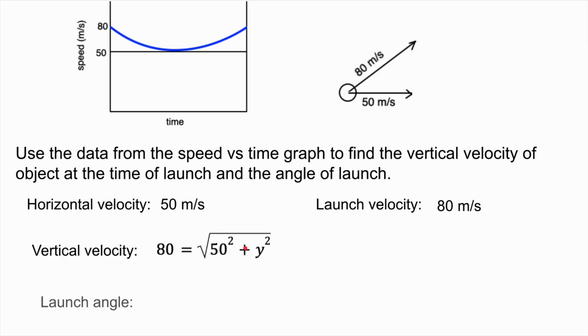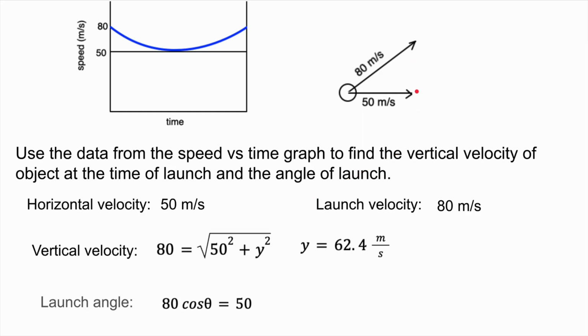And so if I do that, I would just say that 80, which is the hypotenuse, is equal to the square root of 50 squared plus y squared. And if I just solve this for y, I'm going to come up with 62.4. All right, so now I know that this is 62.4.